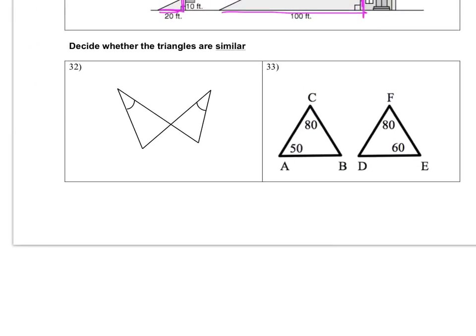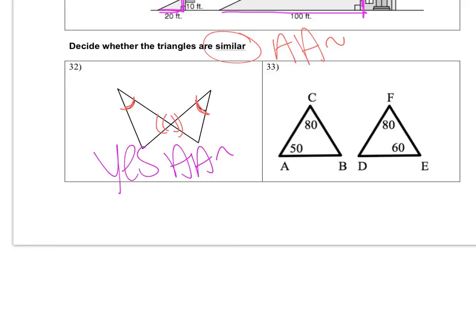And 32, it says decide whether the triangles are similar. So similar means by angle. On 32, I have one angle that's congruent that I know of. Look right here. These angles, you'll have to know those. Those are vertical angles. So since they're vertical angles, yes, they are similar. How? By angle. To prove triangles similar, all you need is to find two angles that are congruent.